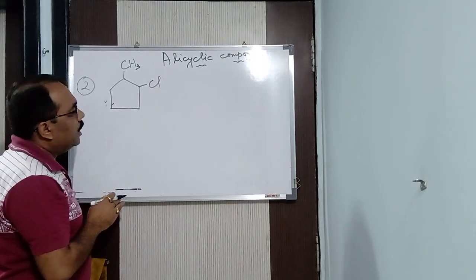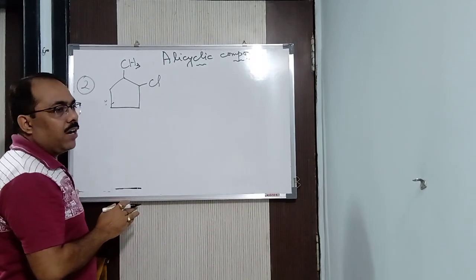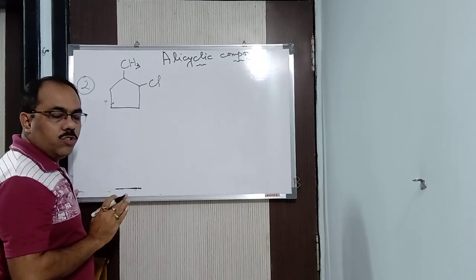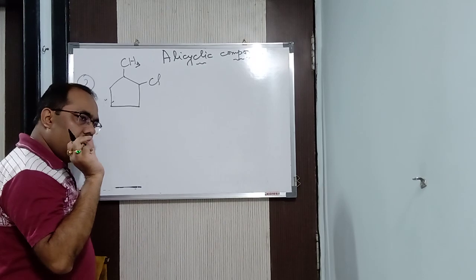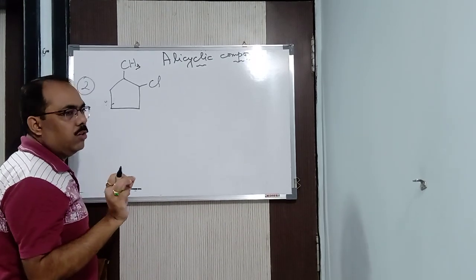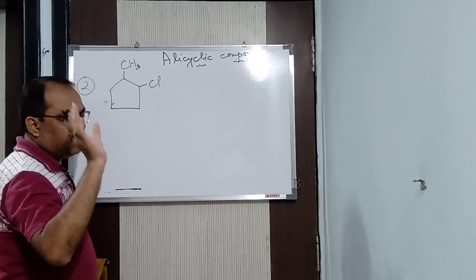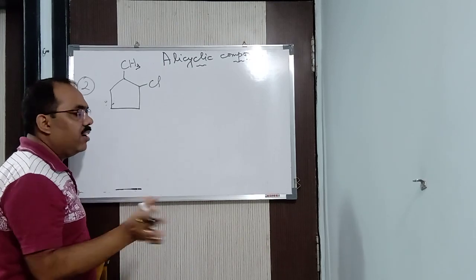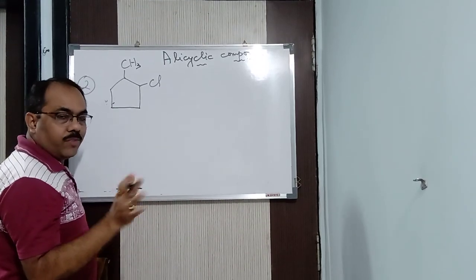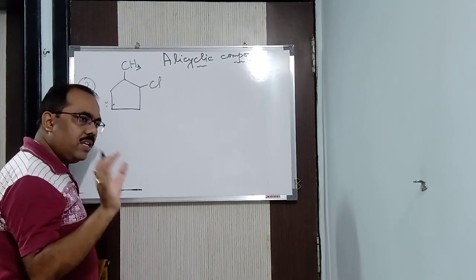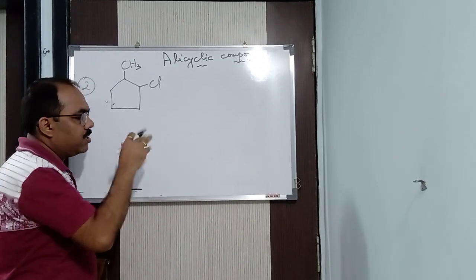I will number it according to the lowest number rule, and the numbering has to be done by the set of locants. Locants means 1, 2, 3, 4, 5, 6. Whatever you have studied in aliphatic, the same thing applies here also. Some rules are extra, which I am going to tell you.